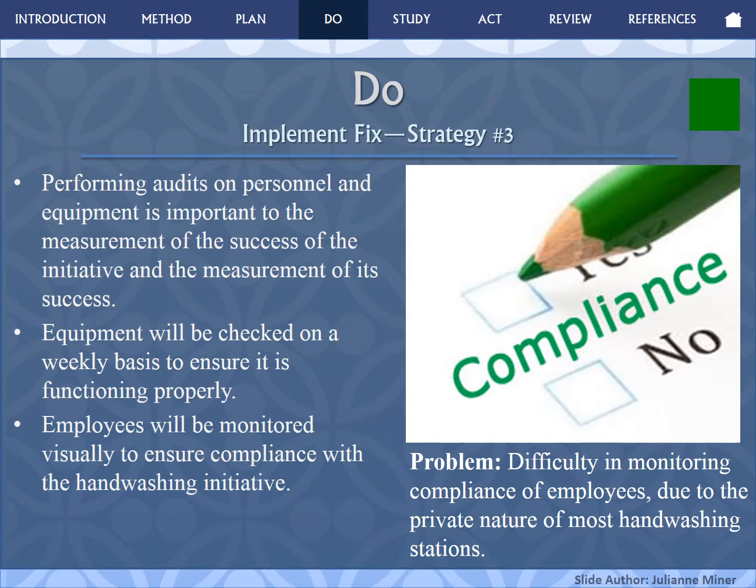The third and final strategy we are using is to perform audits on personnel and equipment in order to ensure compliance. The equipment will be checked on a weekly basis to make sure it is working properly. Employees will be monitored visually to ensure compliance with the hand washing initiative. However, there is a problem we are encountering with this. We are having some difficulty monitoring employee compliance due to the private nature of most hand washing stations.